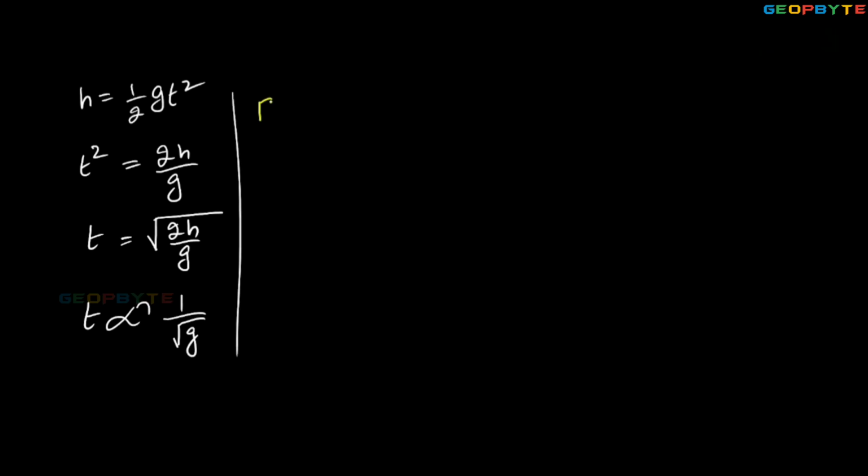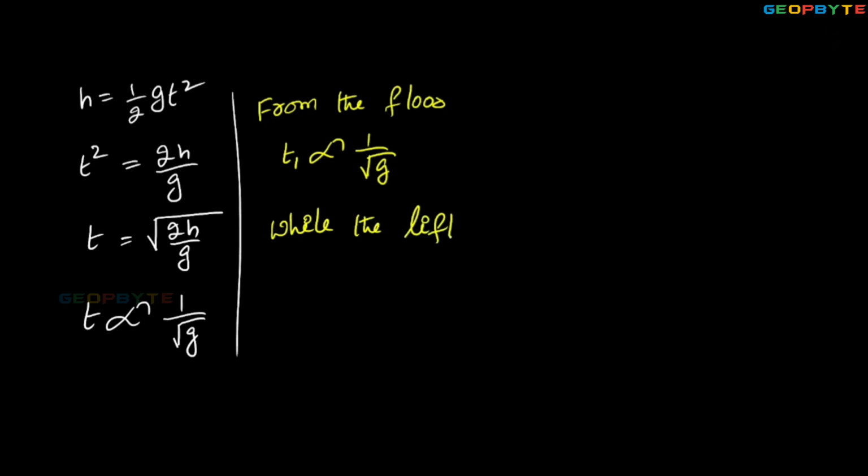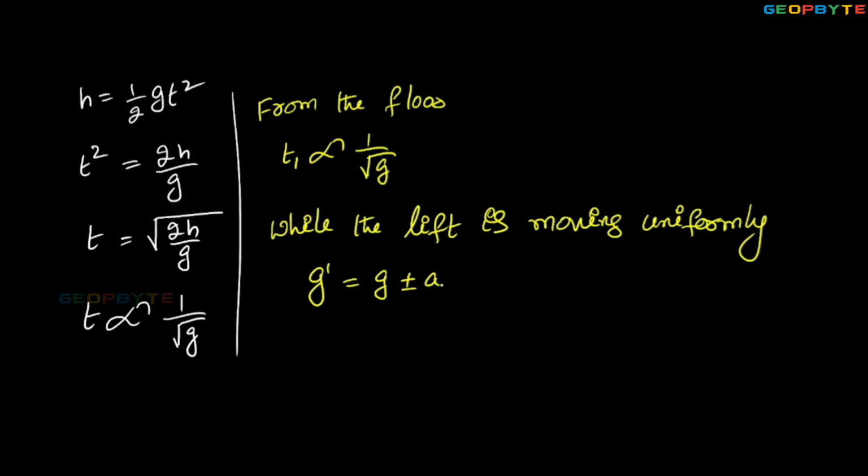Now, from the floor, the coin is taking the time t1, which is proportional to 1 by root g. While the lift is moving uniformly, relative acceleration g dash equals g plus or minus a.